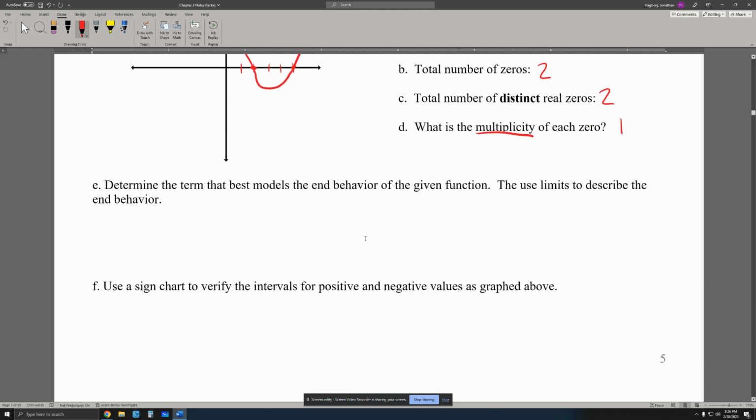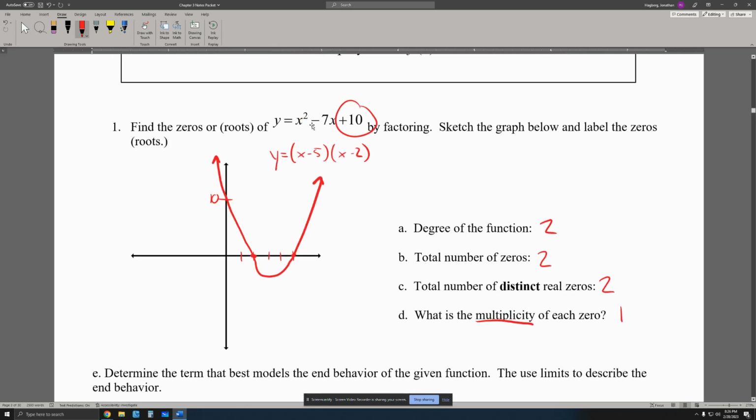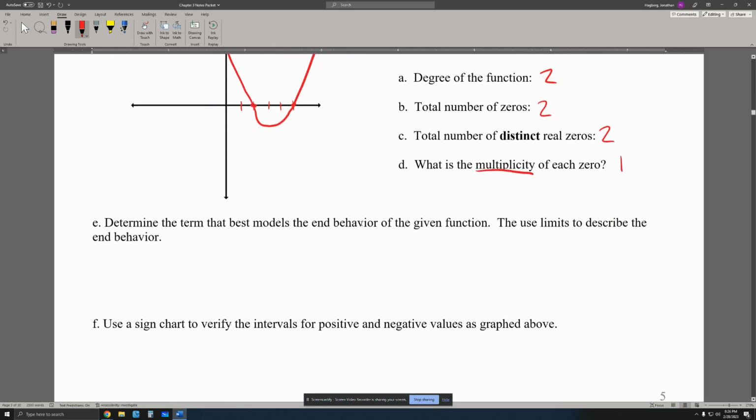So let's determine the end behavior, or determine the dominant term that best models the end behavior of the given function. Well, we know that the dominant term in this quadratic is going to be that quadratic term, x squared. So that tells us that the limit of f of x as x approaches negative infinity is going to be that of x squared, which is positive infinity. And then the limit of f of x as x approaches positive infinity is equal to infinity.